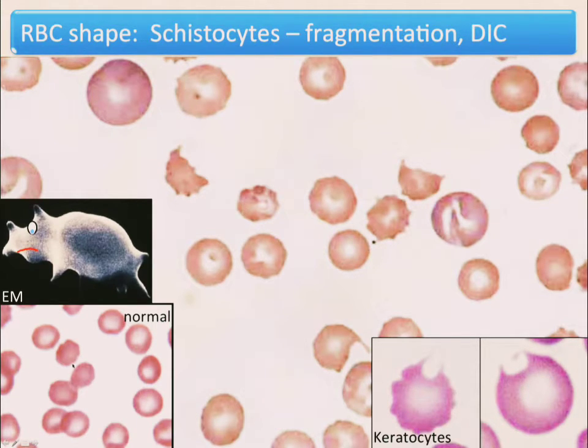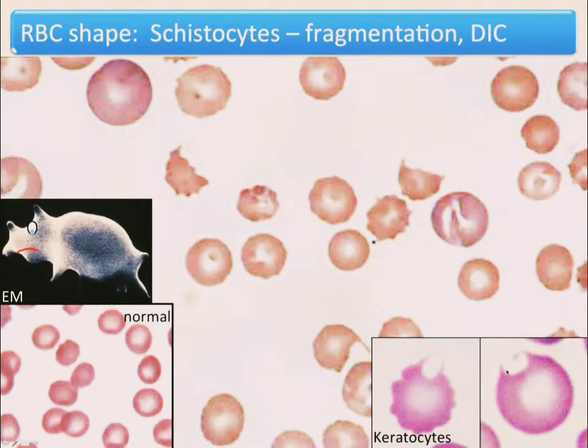So again, here's normal, our biconcave discs, our discocytes. And then here in this larger picture, we see relatively normal red blood cells. And then we have a few abnormal shapes. These are examples of schistocytes. We also have one with an abnormal color here, a polychromatophil. Here's another schistocyte as well. Down here in these lower inset images are something that's called keratocytes. They also occur with fragmentation, intravascular fragmentation hemolysis.